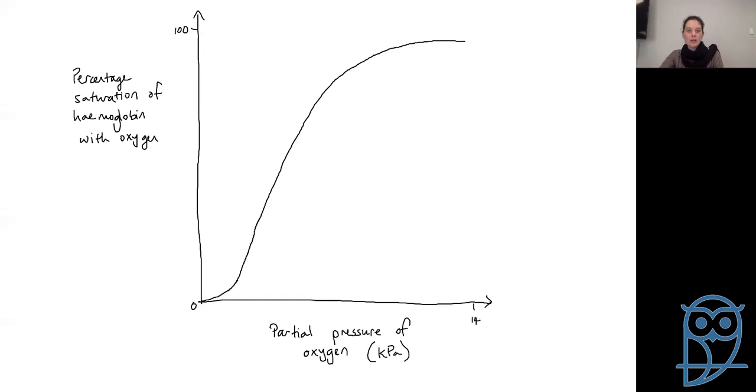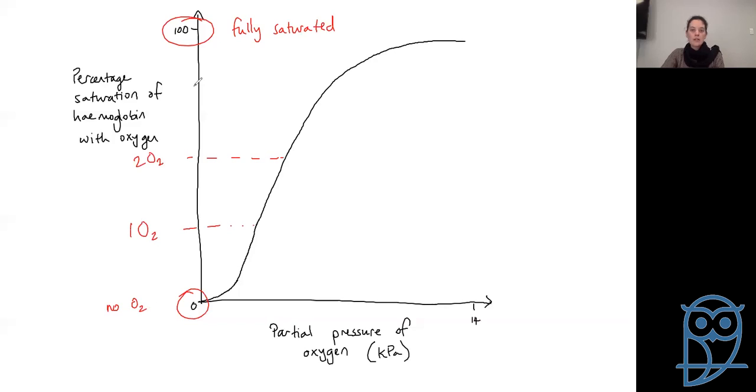So when we have 100% saturation, this is fully saturated. Every hemoglobin has got 4 oxygen molecules. Here we have no oxygen molecules. Halfway, we would have 2 oxygen molecules per hemoglobin molecule. Here we would have 1 O2, and here we would have 3 O2s. So we can see we get the first one and we're going up really steeply.